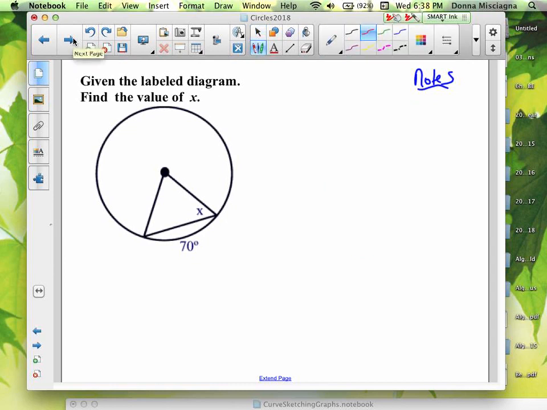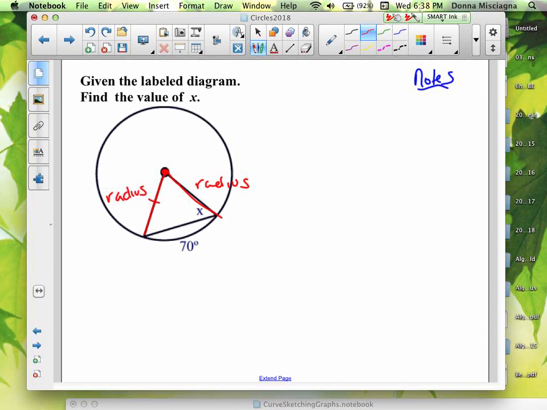All right, we have a diagram here, and we want to find the value of x. Sometimes when you have a problem like this, you can't go directly to solving what you're looking for. Sometimes you have to figure out all the things you know, and then decide how you want to solve it. So for instance, I notice that this line goes from the center of the circle to the edge, and this line goes from the center of the circle to the edge. What do we call those? Those are radii. So this is a radius, and this one is a radius.